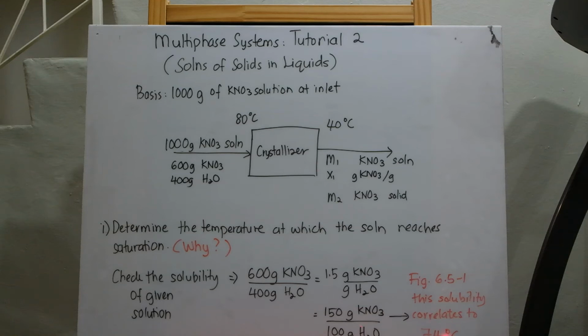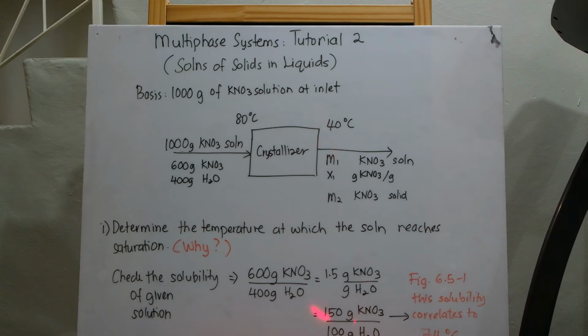Because at 74, this will start to have some crystals, particles. It is saturated. So if we cool it a little bit more, we look at the outlet. So it is being cooled to 40.